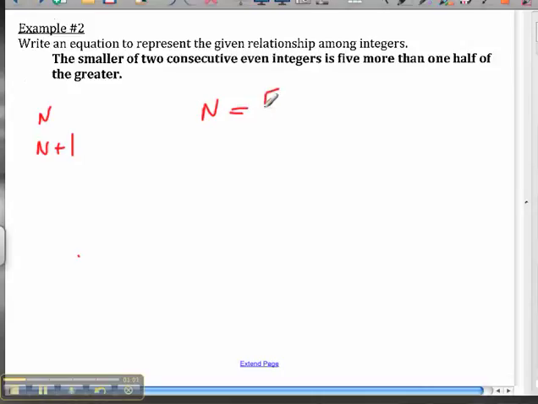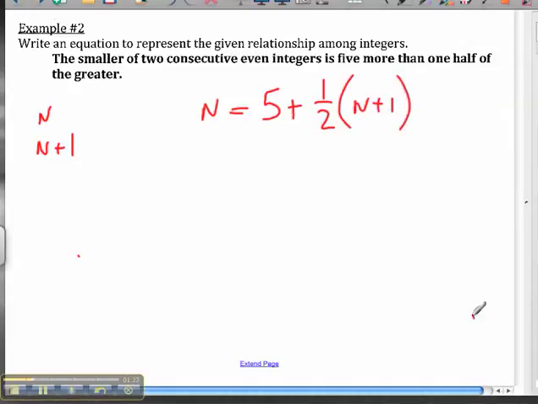5 more, right, than 1/2 of, what does of mean? Times, thank you, Tara. 1/2 of the greater, n plus 1.